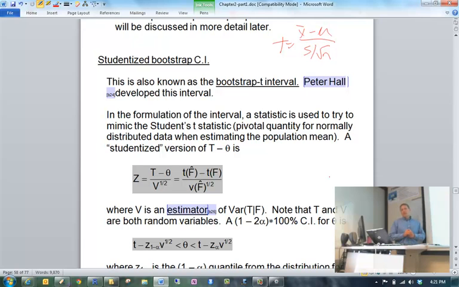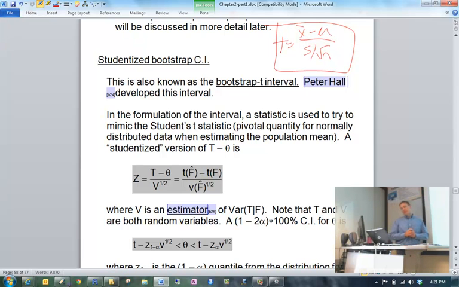That leads us then into what's called a studentized bootstrap confidence interval. Sometimes it's called a bootstrap T. And notice the names there: T, bootstrap T, studentized. So you might think it has something to do with how we form that little statistic there. And in fact, it does.